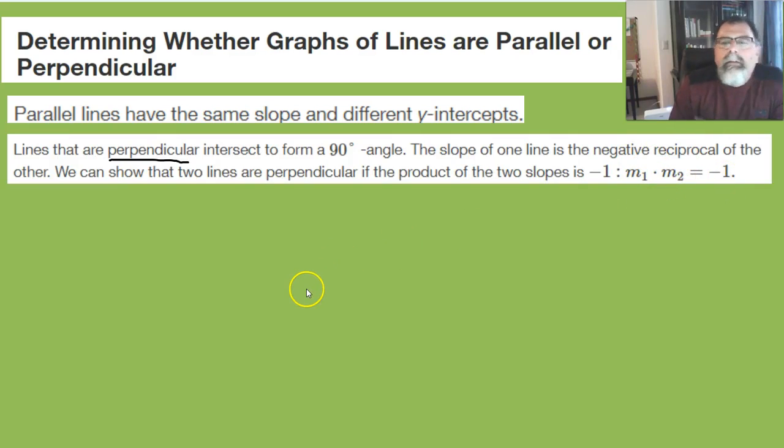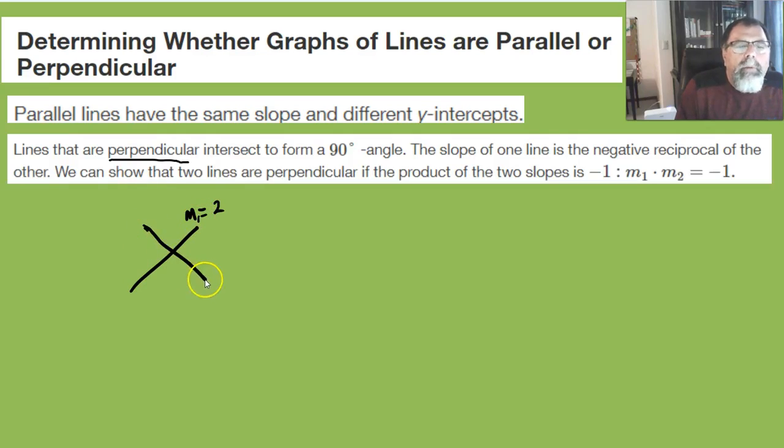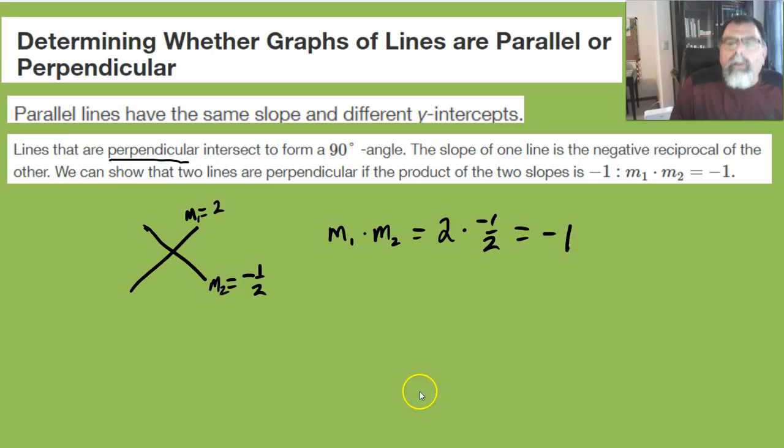So for instance, let's say you had a slope of, say, 2. It's not to scale here. We'll call that M1. If I wanted the perpendicular line, M2, I'm going to use the negative reciprocal, so -1/2. Now if you do M1 times M2, you get 2 times -1/2, which is -1. Okay? So that's how you can do it if you just look at the slopes without actually graphing it.